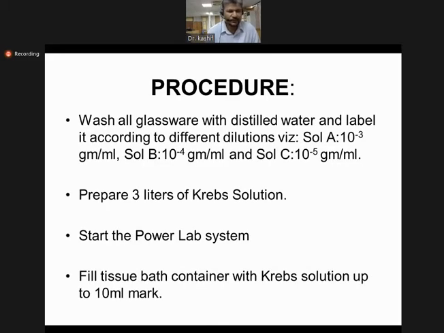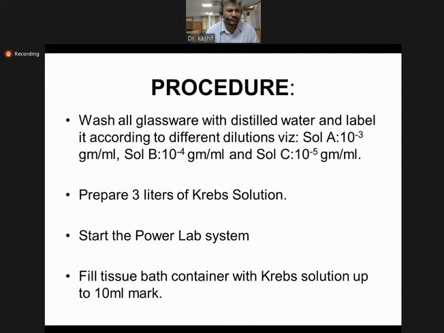The procedure starts by washing all the glassware, and then we prepare the solution. We generally prepare 3 liters of crab solution; the formula and the different ingredients I have already shown. Then the PowerLab system: the PowerLab is a machine that needs to be operated, so it has specific parts. You can watch the video and easily understand, because right now we do not have the setup to show you this part. The link I have provided can be helpful for you.